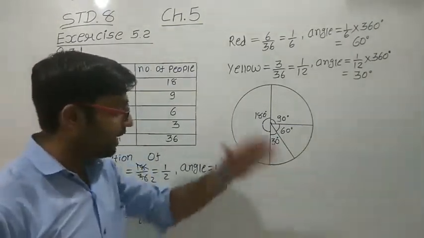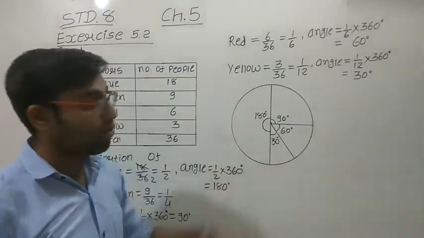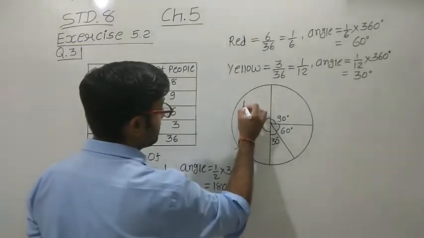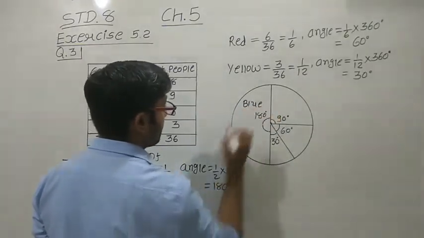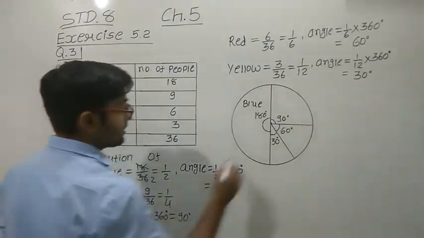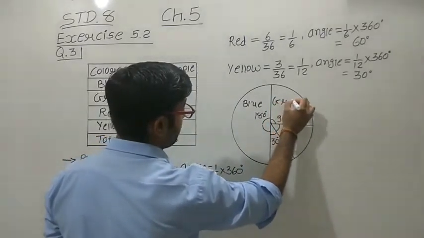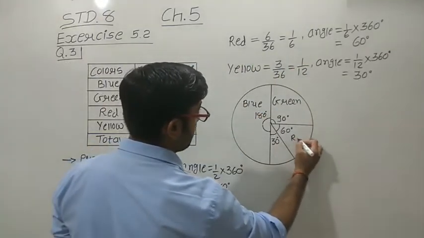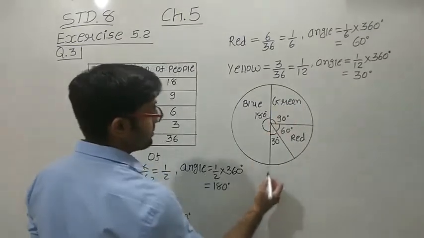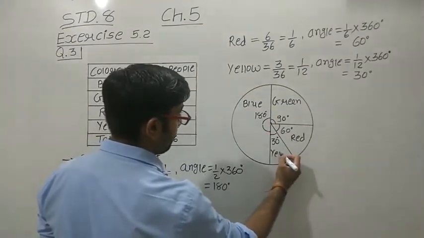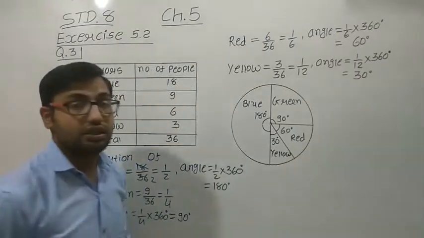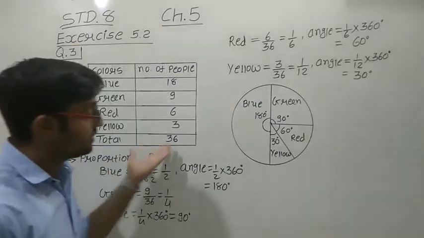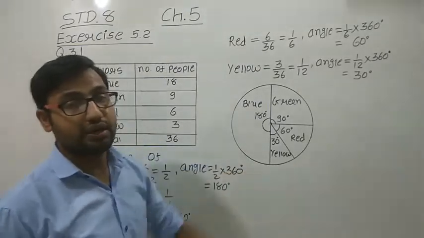So here we get all the angles. We divide this whole circle into the 4 parts. So 180 degrees means which color? This represents the blue color. 90 degrees refers to the green color. 60 degrees means the red color, and 30 degrees means yellow. So in this way, this is the pie chart of the data we have been given. In this way, we can represent the data on the pie chart.